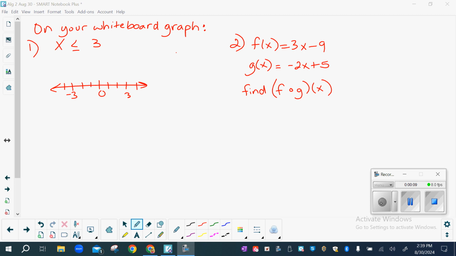This is called an inequality. Can someone read this to me? X is less than or equal to 30. That's right. Okay. So sometimes students have trouble knowing which one is less than and which one is greater than.